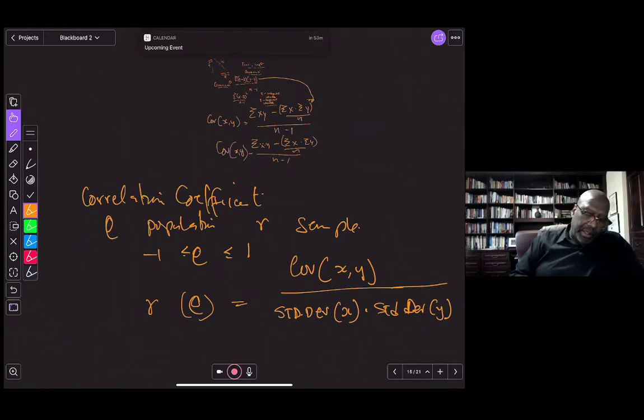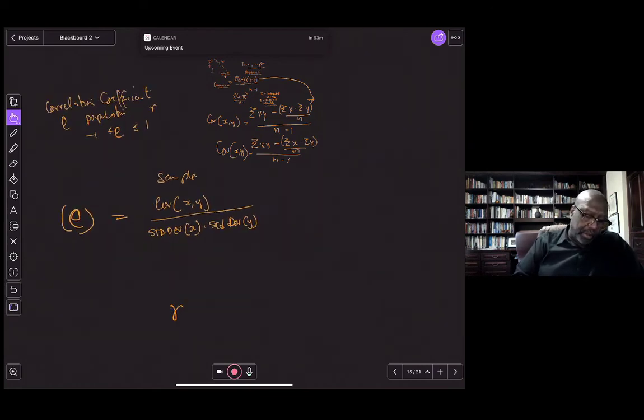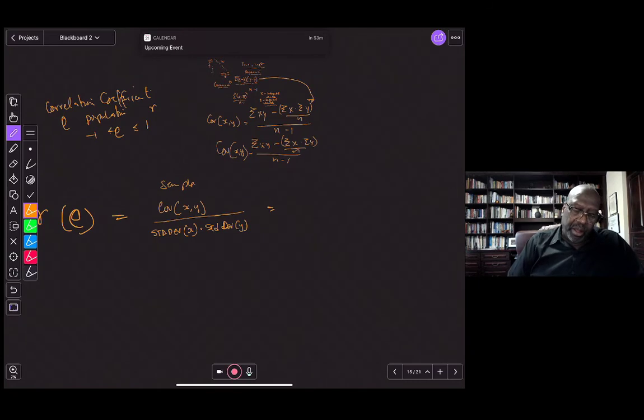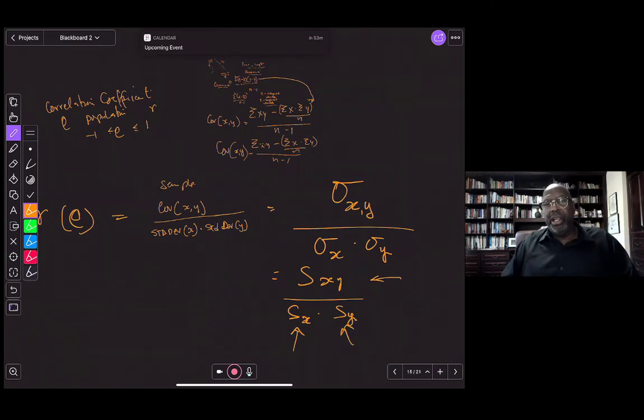When we're putting that down in symbols, your book writes it this way for population. It shows a sigma xy as covariance, and then it shows you sigma x times sigma y. That's for population. If we're doing sample, S xy over S x times S y. So in other words, the sample covariance, and that's the sample standard deviation of X, sample standard deviation of Y. And that's the way in which you would do that.